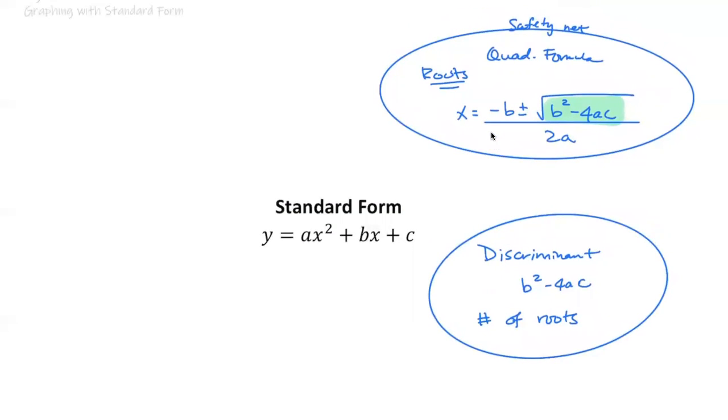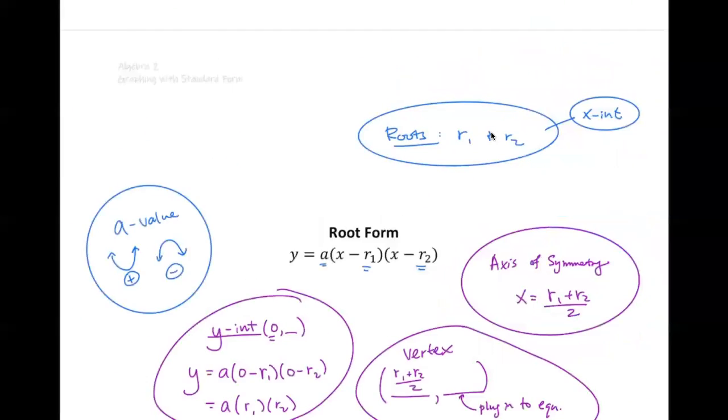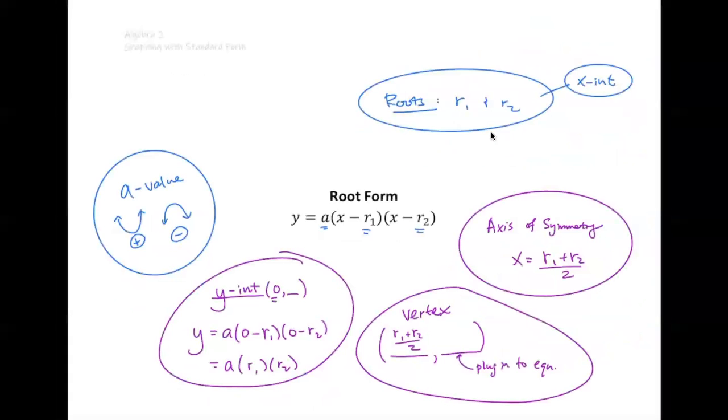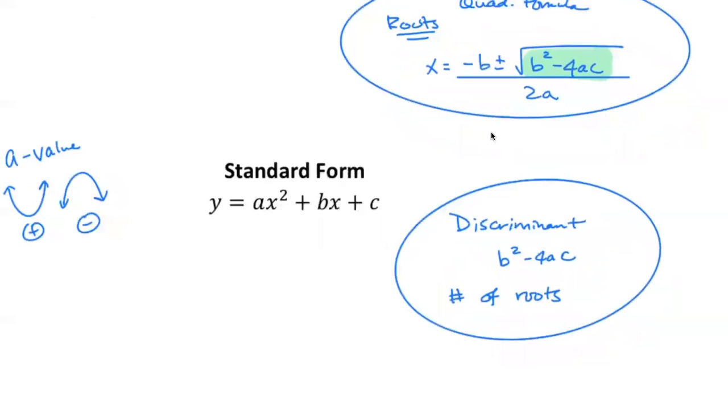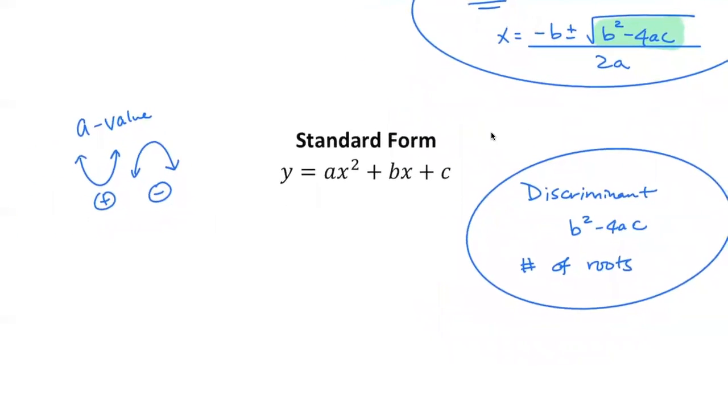Now these are something that you have to work out in order to tell. That's a lot of effort. Is there anything that's easier? Yes, of course. We have the a value, right? The a value is about whether it's opening up or opening down. If a is positive, it's opening up. If a is negative, it's opening down, just like the previous root form. Anything else? Of course, there's something else.